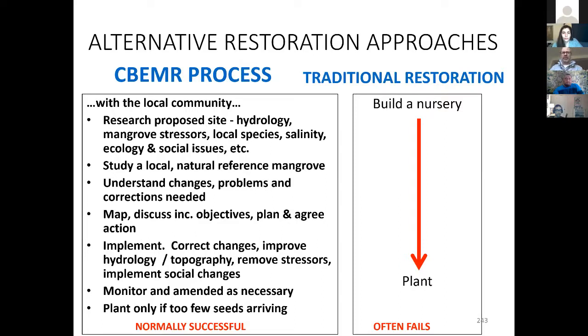I would stress, again, as I've said before, even if you want to do some planting to, say, involve kids, you still have to go through this CBEMR process. We still have to mitigate our stresses. We still have to research the site and really understand what the issues are. Why have we lost the mangroves in the first place? We still have to work with the community and we have to agree our objectives, whether you want natural regeneration or whether you want restoration, or actually probably best a mixture of both, which is what that is. So that is the CBEMR process in a nutshell.